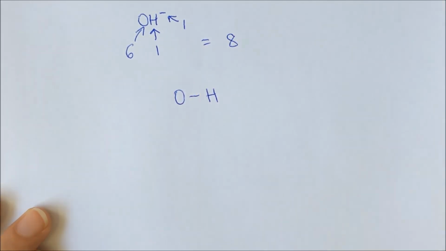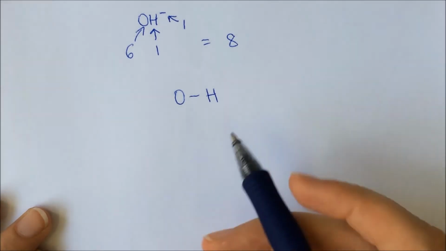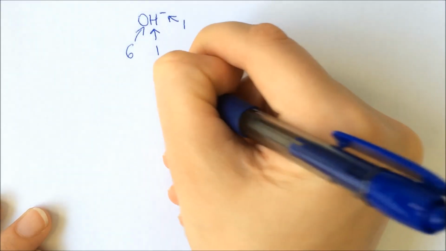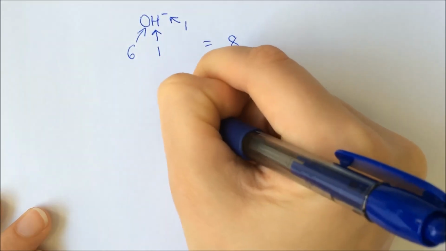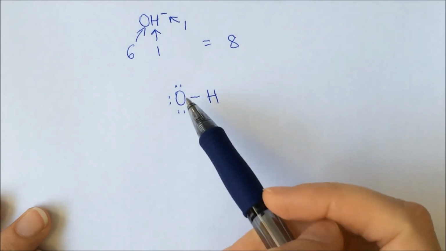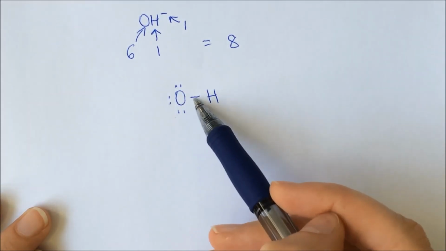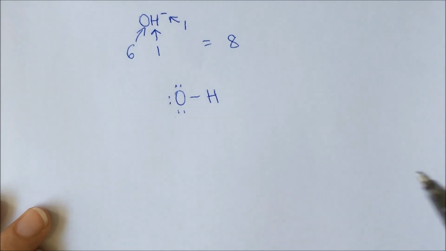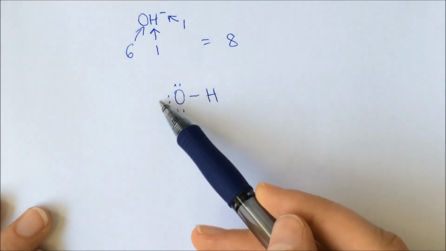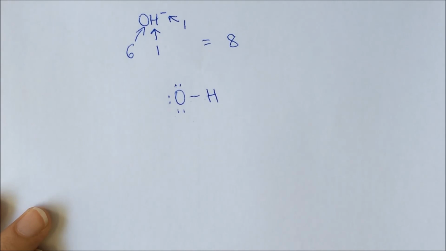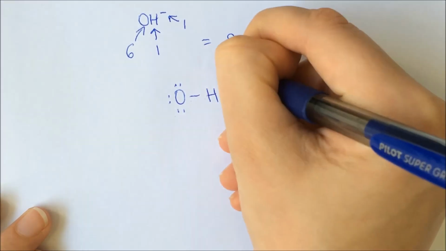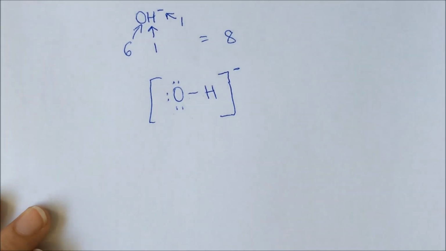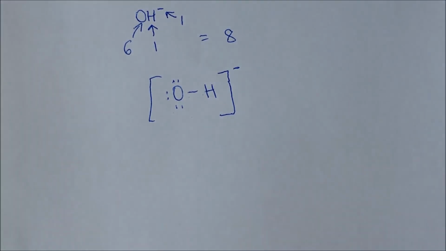First, we draw our bond between oxygen and hydrogen. That's accounted for 2 electrons. We need to account for 6 more. Let's arrange those 6 electrons on the oxygen. Now the oxygen has 1, 2, 3, 4, 5, 6, 7, 8 electrons around it. The hydrogen has 2, just as it wants. And in total we have 1, 2, 3, 4, 5, 6, 7, 8 electrons. We often show the charge on a Lewis structure by drawing square brackets and showing the overall charge. In this case, we've got an overall charge of -1.